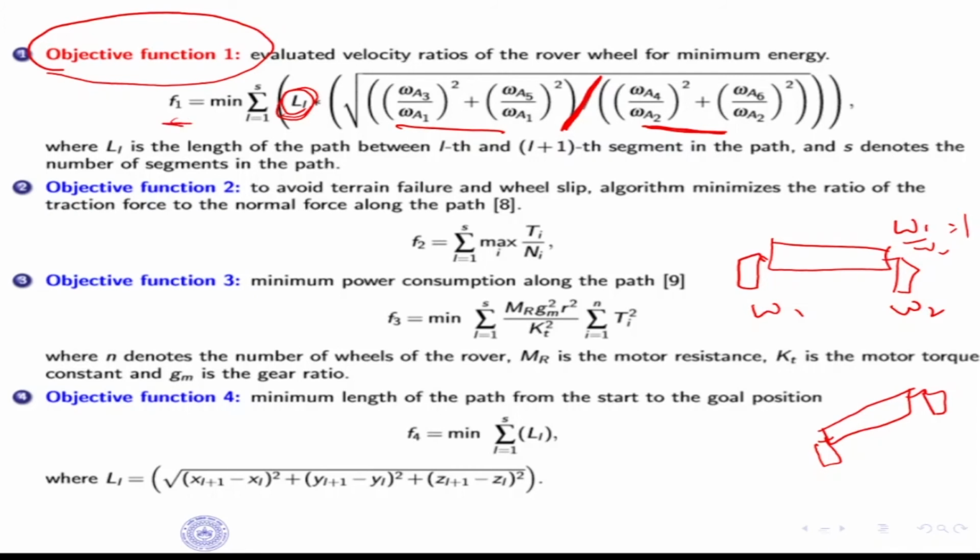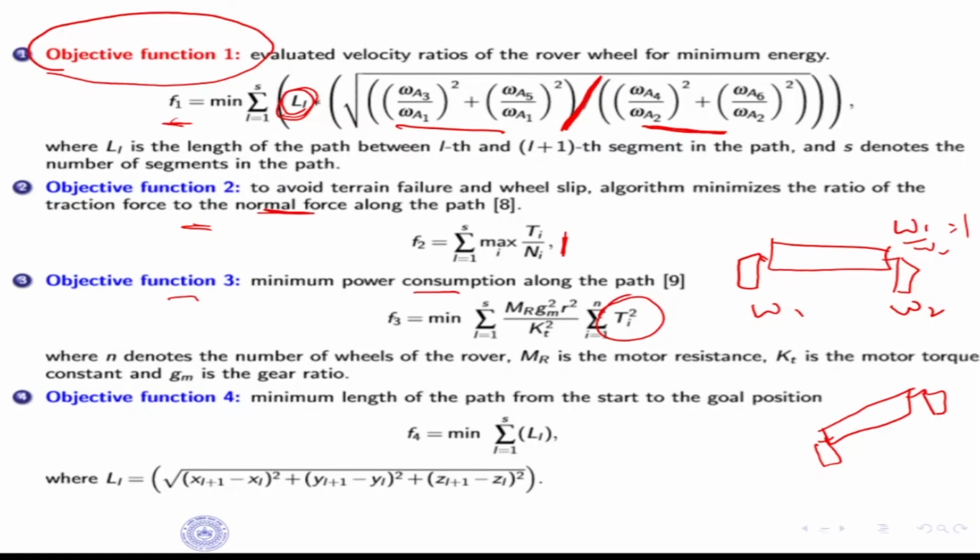You can also have objective functions like minimizing torque, the ratio of the traction force to the normal force. When this vehicle is moving in uneven terrain, basically what we want to do is minimize the ratio of the traction force to normal force. You could have another objective like minimum power consumption. This is the torque at the wheels, so torque squared is the total power that is being consumed. I want to minimize that.